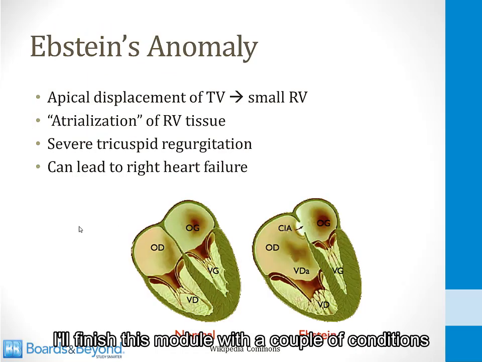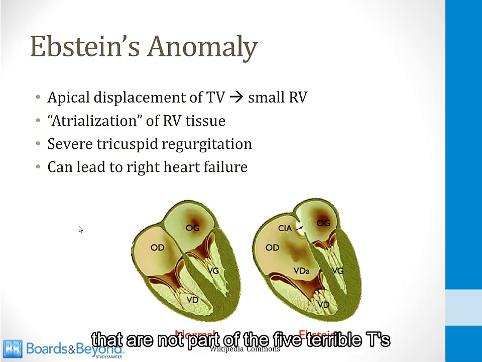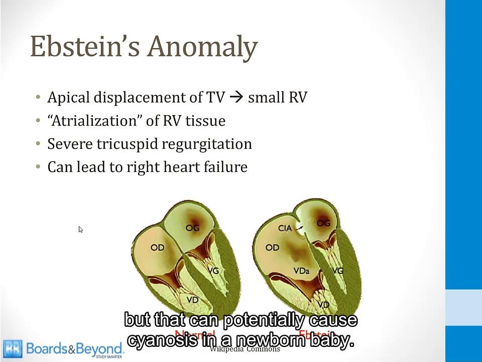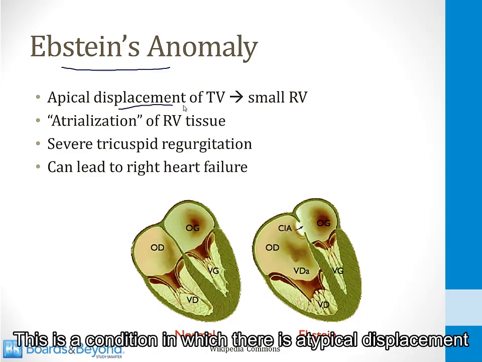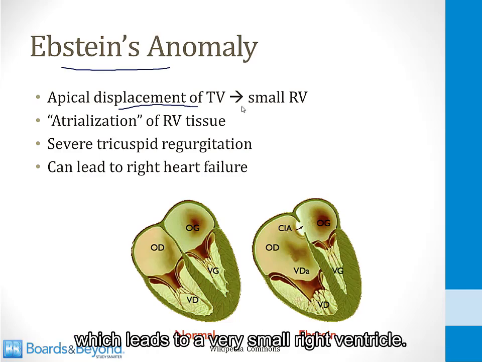I'll finish this module with a couple of conditions that are not part of the 5 terrible T's, but that can potentially cause cyanosis in a newborn baby. One of them is called Ebstein's anomaly. This is a condition in which there is apical displacement of the tricuspid valve, which leads to a very small right ventricle.